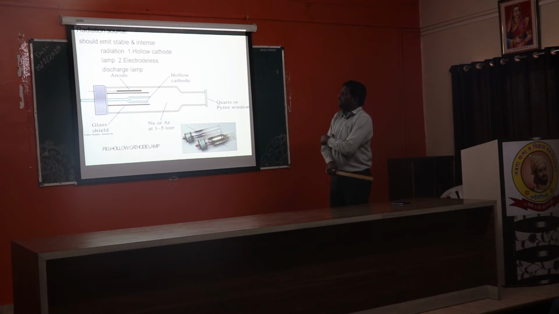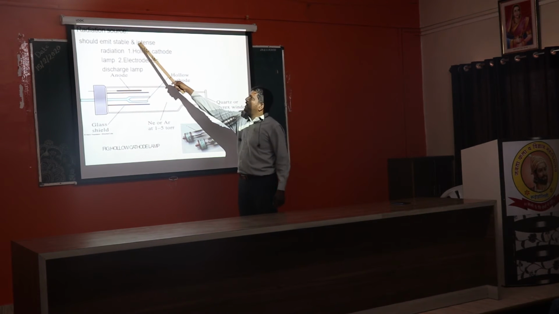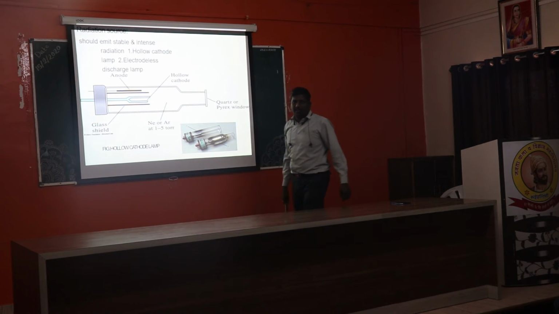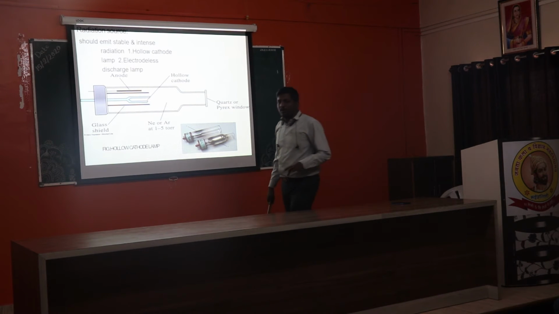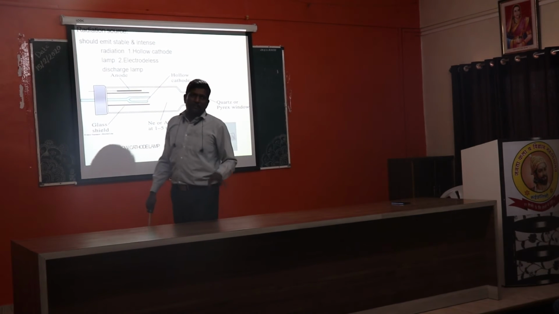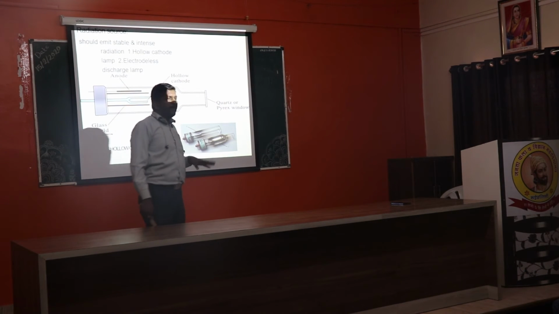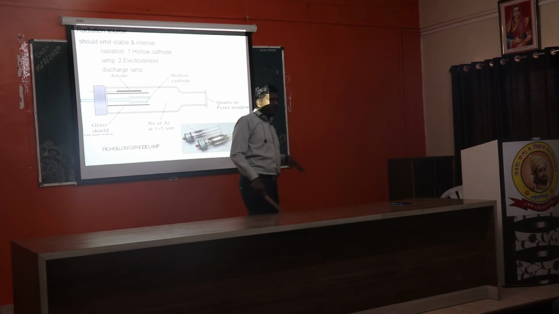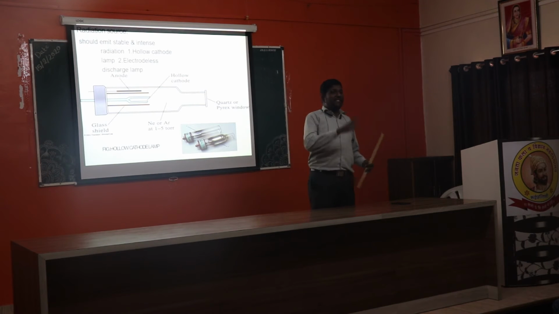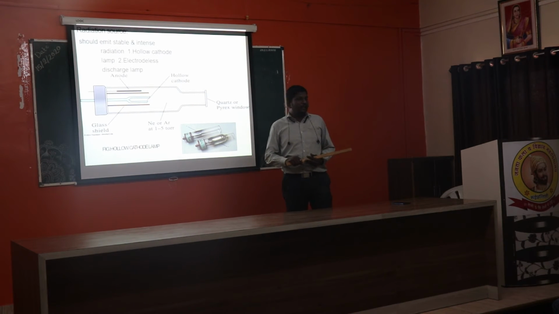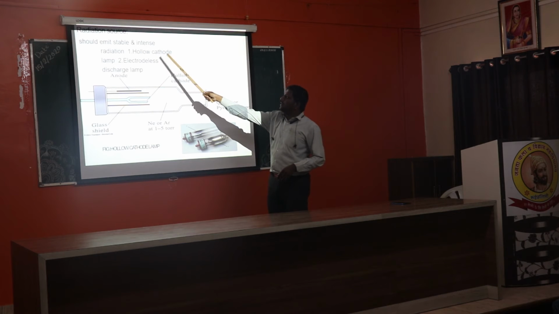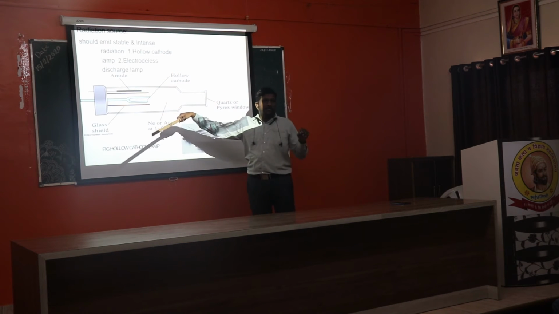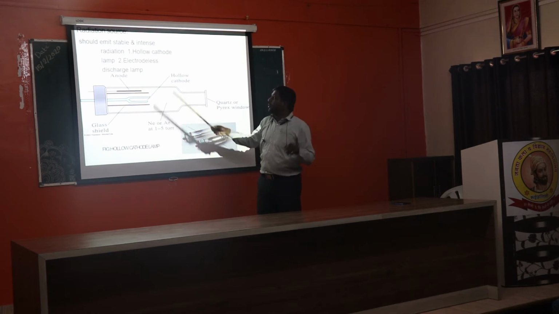Next, now the radiation source. What is the criterion of a radiation source? It should emit stable and intense radiation. What does it mean? Stable means you require a continuous radiation. If there is a fluctuation, then it will affect your analysis. For that purpose, we can use a DC source, that is direct current. Otherwise, if you use AC current, fluctuation may take place and it will affect your radiation. The intensity should also be proper.